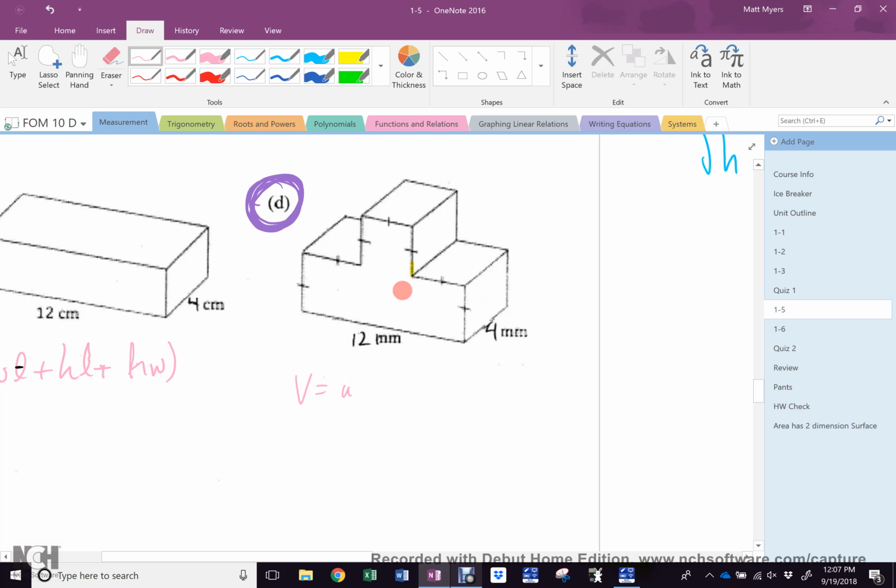D is not a pyramid. It doesn't go to a point. What is every prism? Area of the base times the height. What is the base? The shape that repeats. Where do you see a shape that repeats? If I turned this thing around, would the back look just like the front? Yes. So what's the base? 12 and 4.